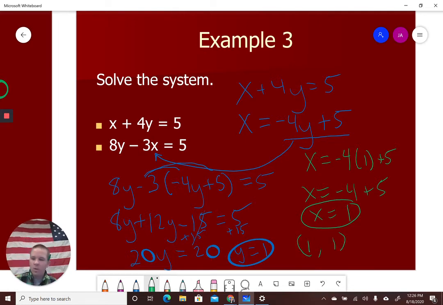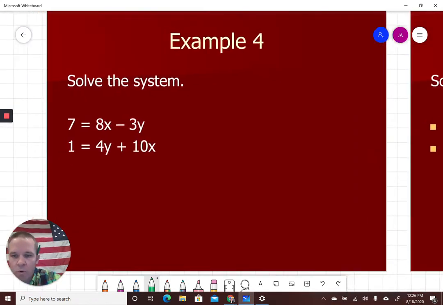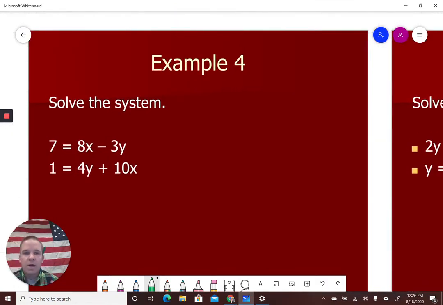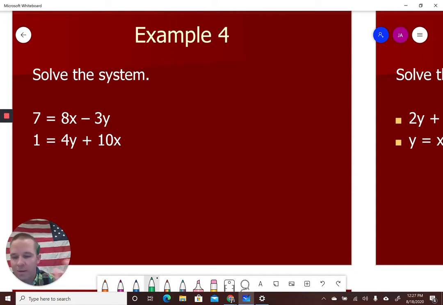Wonderful. We've done elimination. We've done substitution. We are rolling. Let's keep it going. A couple more examples. All right. What do we notice about this one? They're not in the same order. They're not lined up like they have been. So let's line some things up.